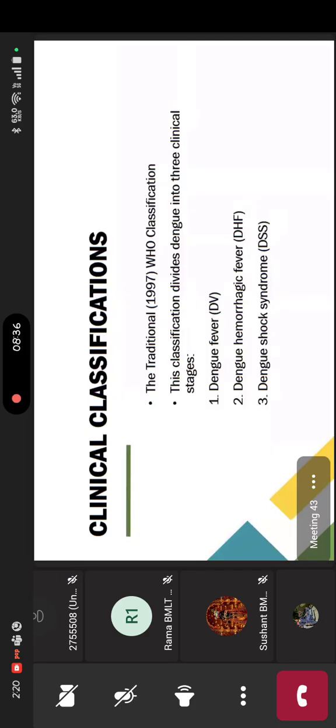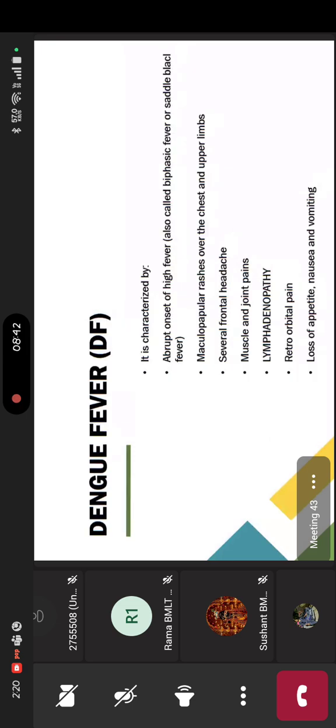So this is our clinical classification, and we have 3 clinical classifications, as we have already discussed. Let's move forward. We will discuss every clinical classification one by one. First one is dengue fever. So what is dengue fever? It is characterized by abrupt onset of high fever, which is also known as biphasic fever or saddleback fever, right, students? If I ask you in your viva or question paper, give me one example of biphasic fever or saddleback fever.